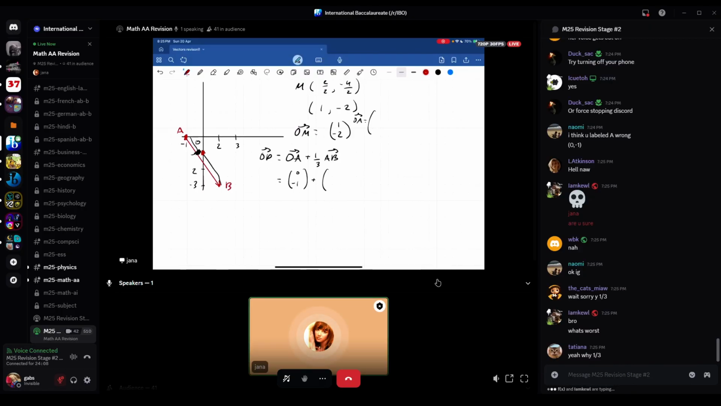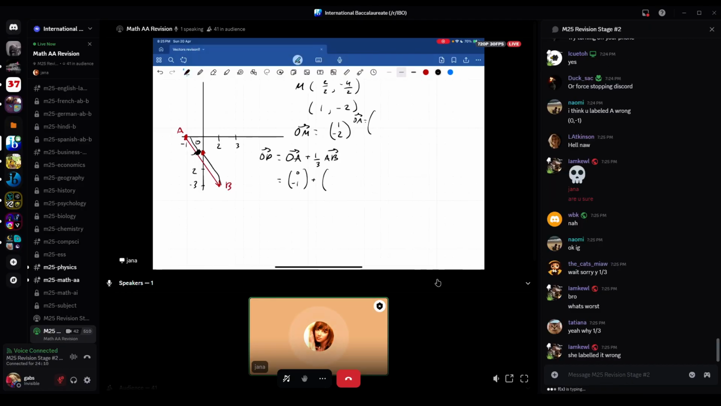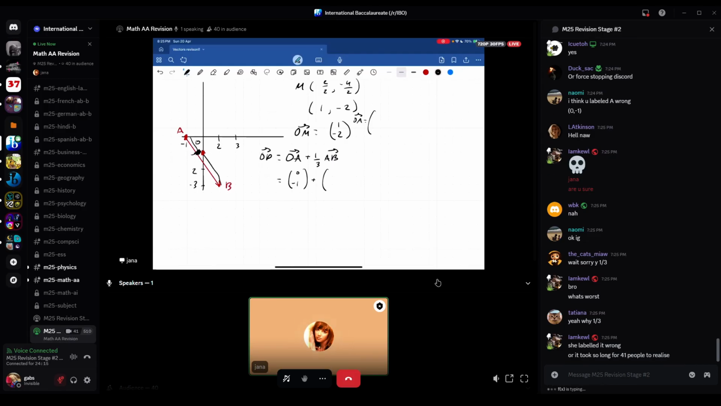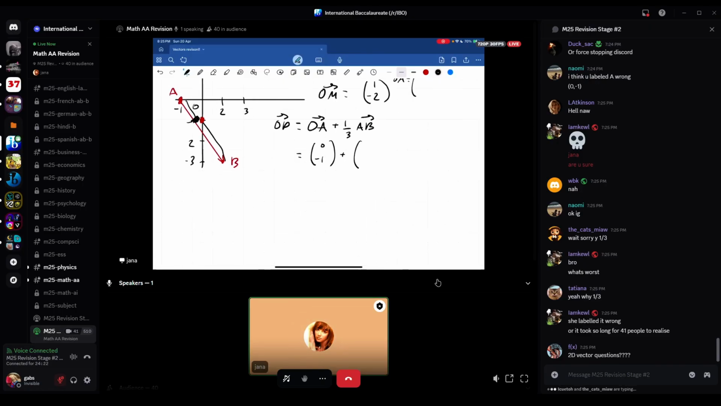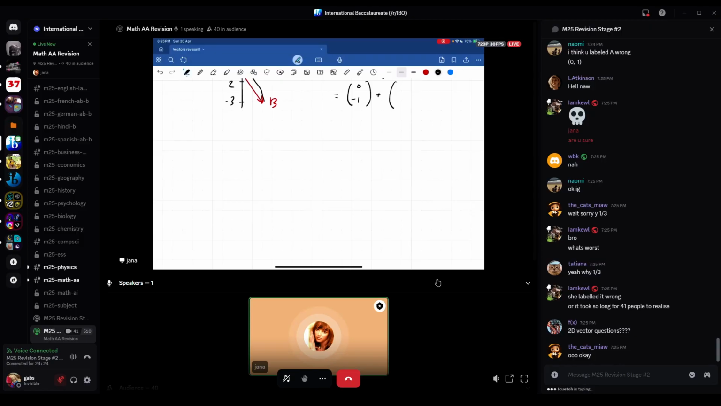Anyway, it's a third because if we're dividing it in a ratio of 1 to 2, one of these has to be equal to 2 of these. So then it's going to be going a third of the way, if that makes sense, right? Okay, great.